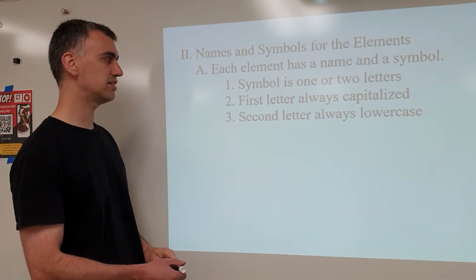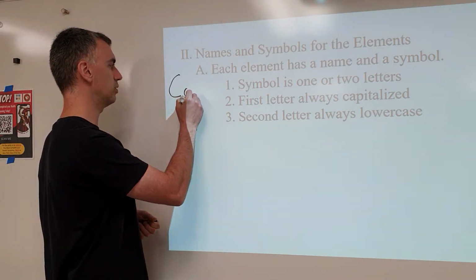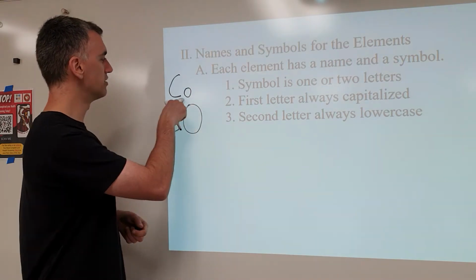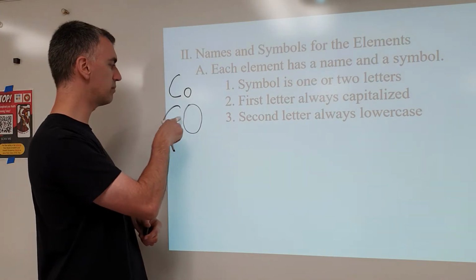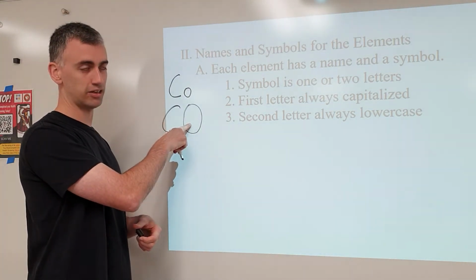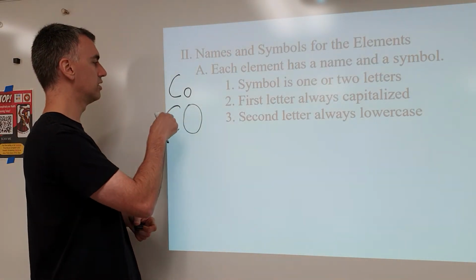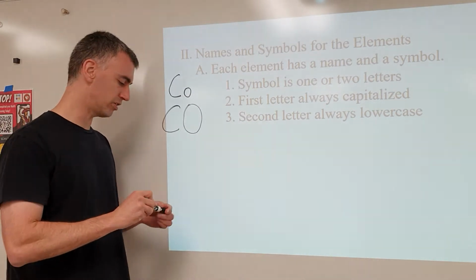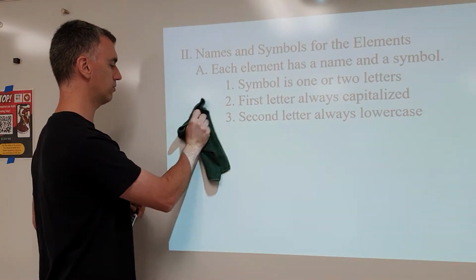And that's actually a big deal because capital C, lowercase o, is very different from capital C, capital O. This is cobalt, a shiny metal. This is carbon monoxide, a poisonous, clear, colorless gas. Odorless, too, for that matter. So capitalizing versus not capitalizing completely changes the meaning of what you're looking at, and it's very important to make sure that you are doing that properly.